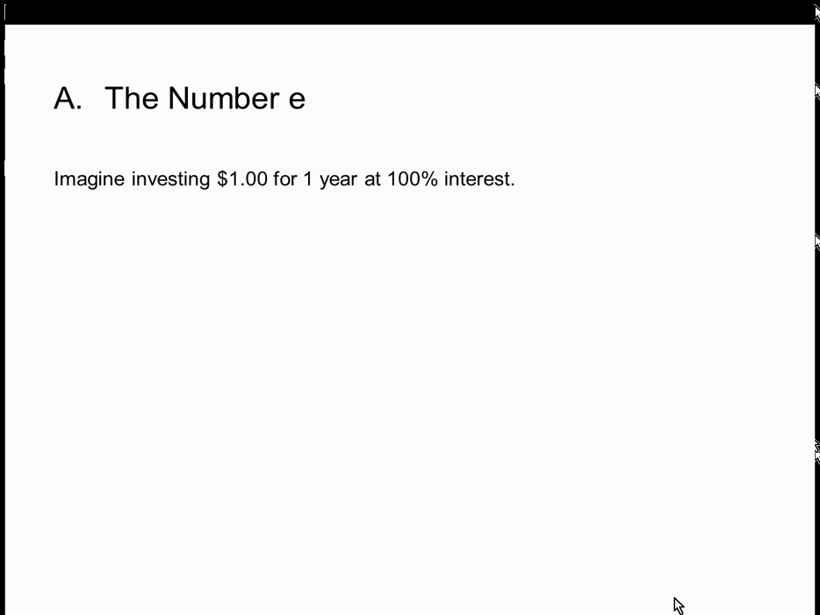So imagine investing $1 for 1 year at 100% interest. You can double the money, so after 1 year, you would have $2. So we let the number of times that we compound increase. We want to know what happens as the number of times that we compound increases. The idea is that the number of times will go to infinity.